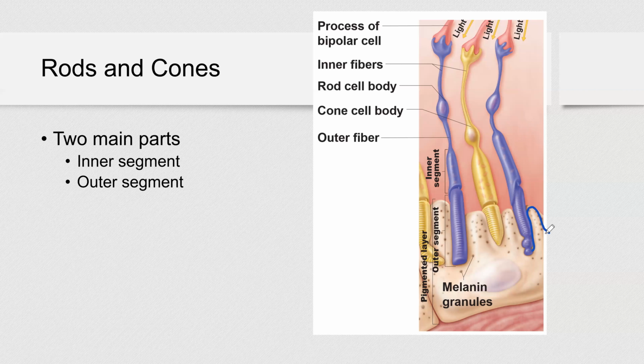Now, this layer over here is made of epithelial cells called a pigmented layer or pigmented epithelium. And you have melanin granules that make it look darker. And embedded inside those cells are your rods and cones. Now they have outer segment. So that's an outer segment, inner segment right here. Then outer fiber, cell body, where you have nucleus and most of the organelles, and inner fibers right there.